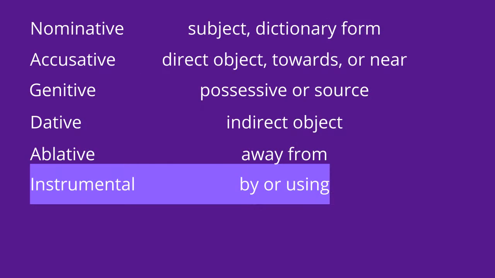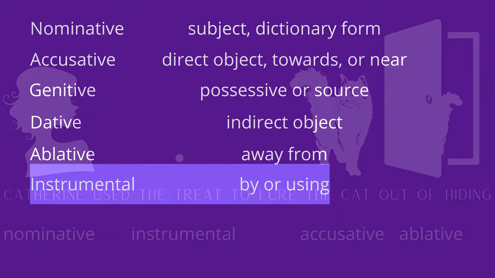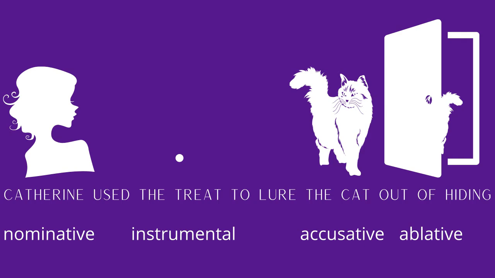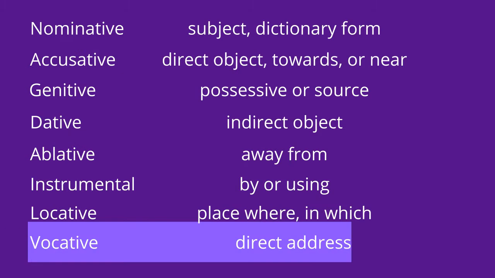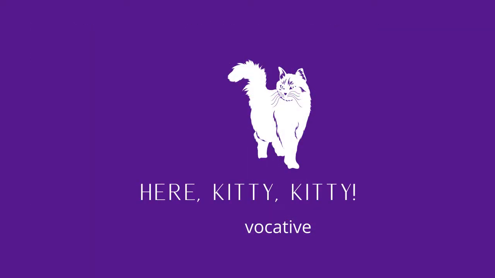in the locative case. Instrumental is the case for something that is used to do something else, or the person by whom something is done. So, something like, Catherine used the treat to lure the cat out of hiding might have the treat in the instrumental. And finally, the vocative case is used to call or invoke someone or something directly. So, something like, here, kitty kitty, might have kitty in the vocative.